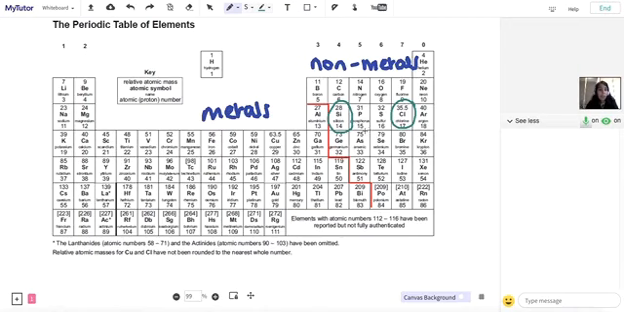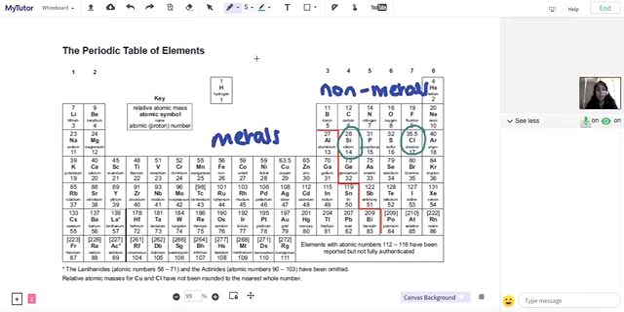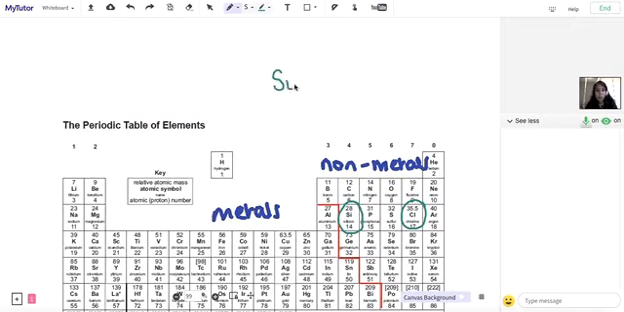The second thing we need to do is work out whether it's going to be a single, a double, or a triple covalent bond. To do that, we need to draw the electron shell diagrams of both silicon and chlorine. If we start with silicon, it's got an atomic number of 14. That means there will be 4 electrons in its outer shell. So there'll be 2 in the first shell, 8 in the second, and 4 in its third and outer shell. Remember, we only need to draw the outer shell when we're doing covalently bonded diagrams.